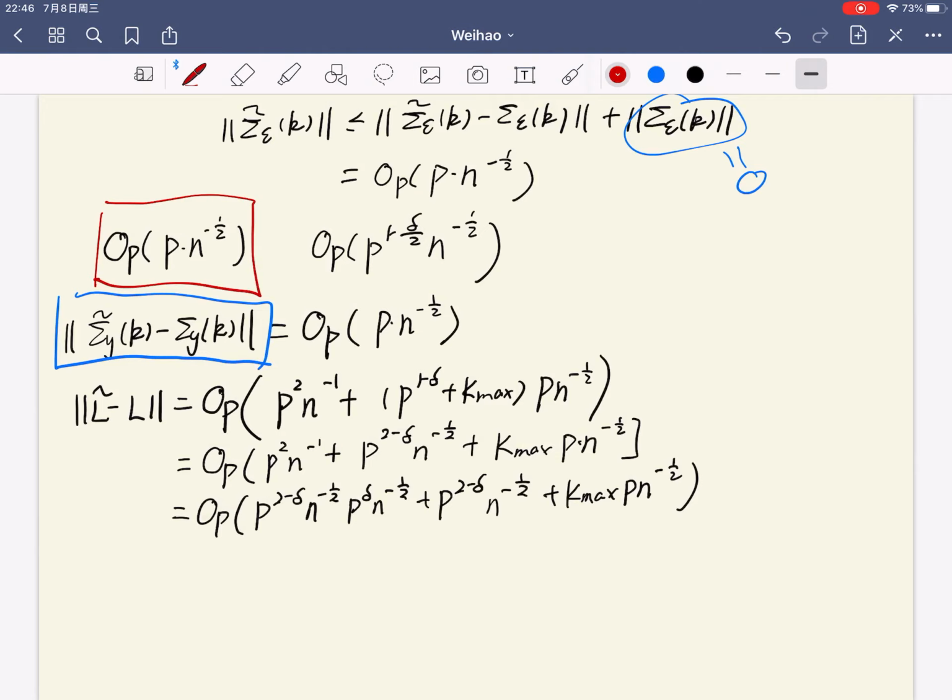The reason I do it this way is because I want to compare these two rates. Since by our assumption this term is little o1, the second term is dominant the first term, for some large p and n.